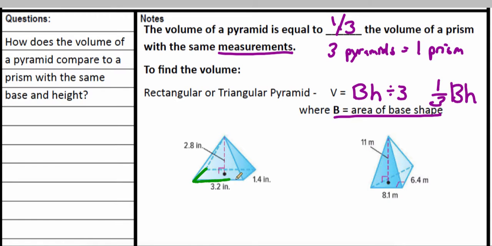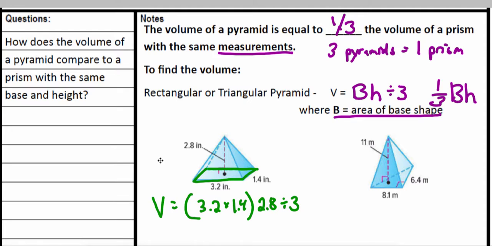So your base is always kind of what it's sitting on. It's not the triangular sides. So to find the volume, we find the area of the base, 3.2 times 1.4. We multiply times the height, 2.8. But then it's a pyramid, so I just want 1/3. I'm going to divide by 3. So 3.2 times 1.4 times 2.8 divided by 3 gives me a volume of 4.18. We're dealing in inches, so it's going to be inches cubed.